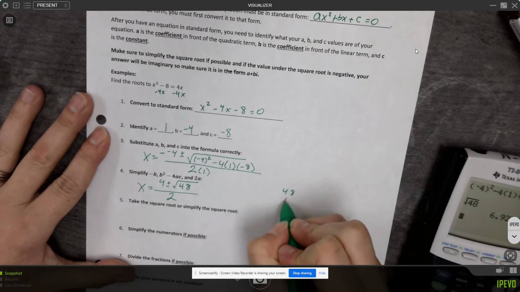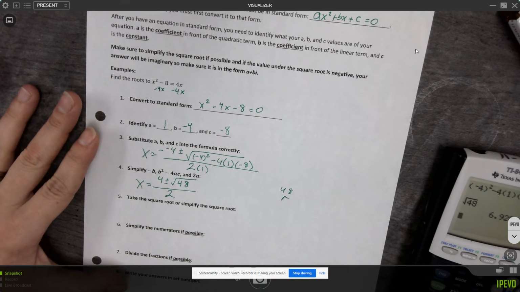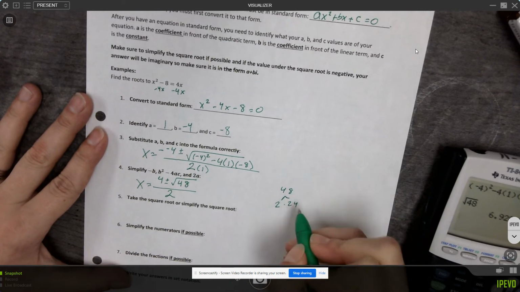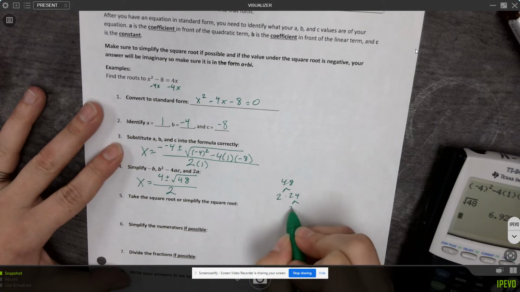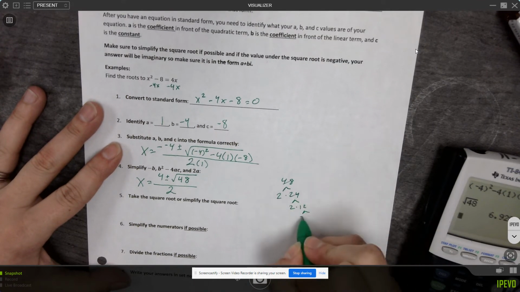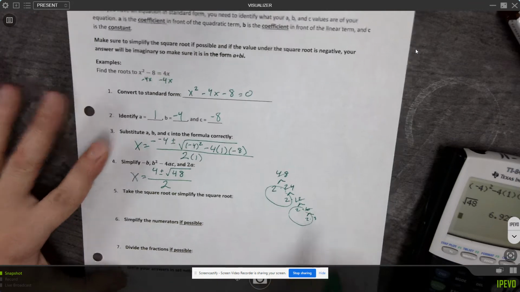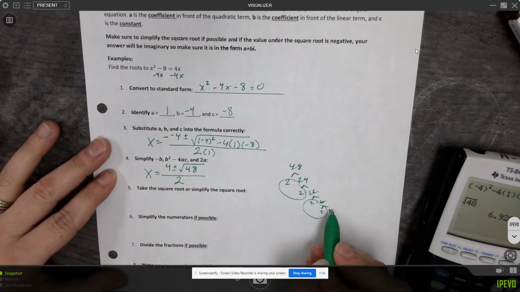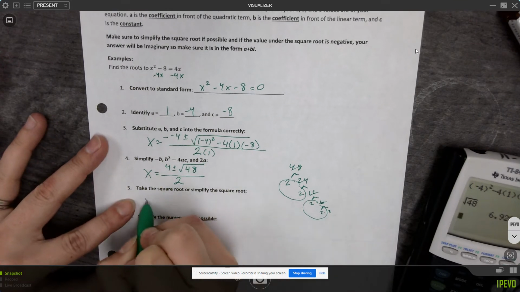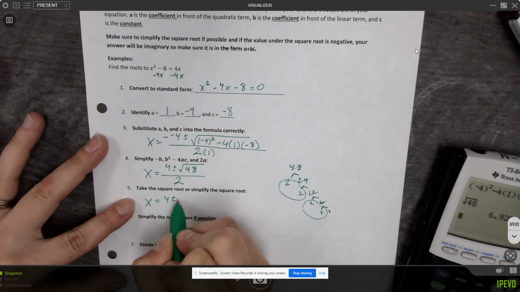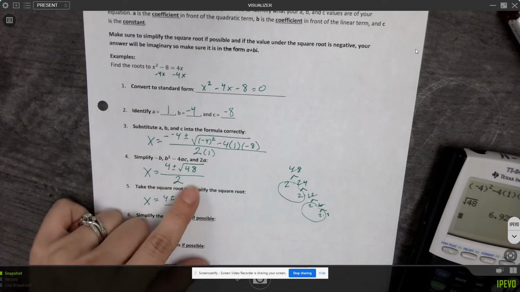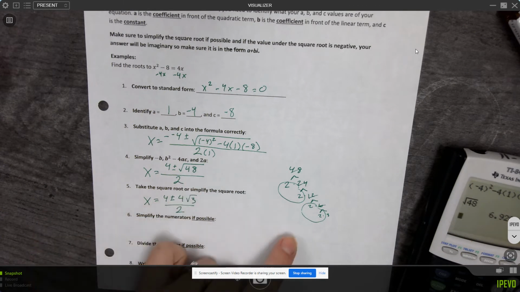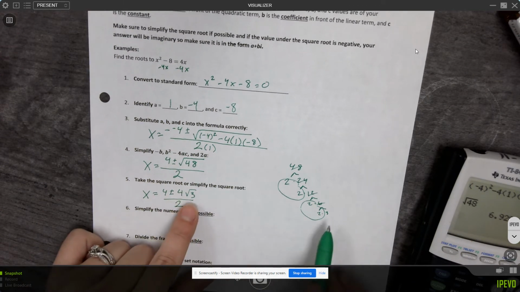So let's do that off to the side here. 48 is what? 2 times 24? 24 is 2 times 12. 12 is 2 times 6. 6 is 2 times 3. I need pairs. I have 2 and 2, which makes 4 square root of 3. So this is going to become x equals 4 plus or minus 4 square root of 3 divided by 2. So I just broke down my square root of 48. 2 and 2 gives me this 4. I'm left with the 3 underneath.